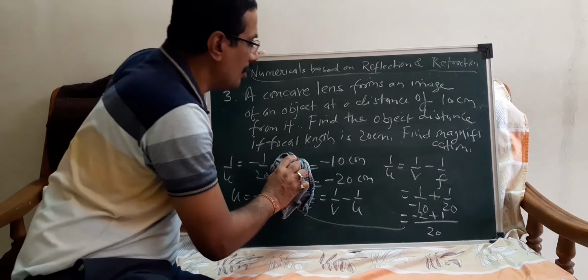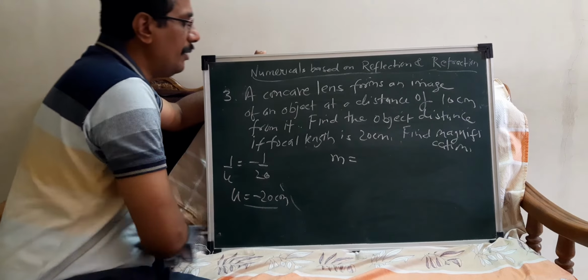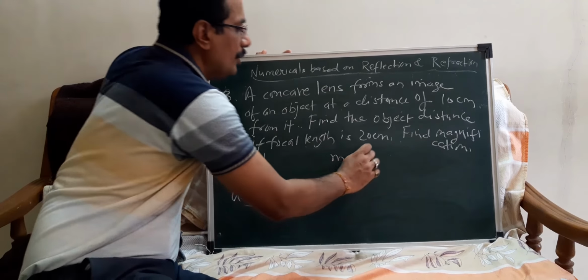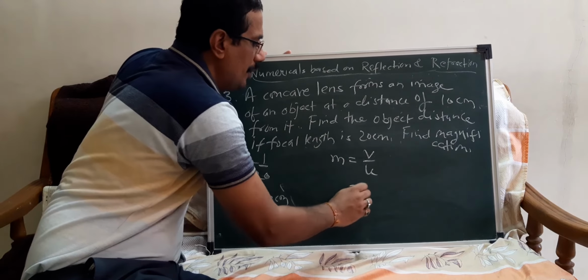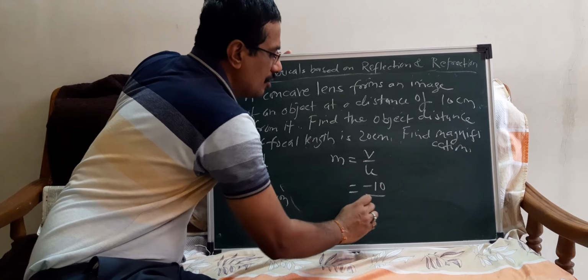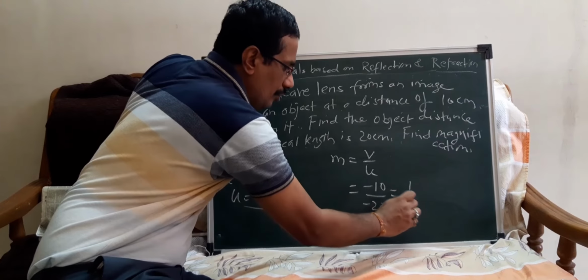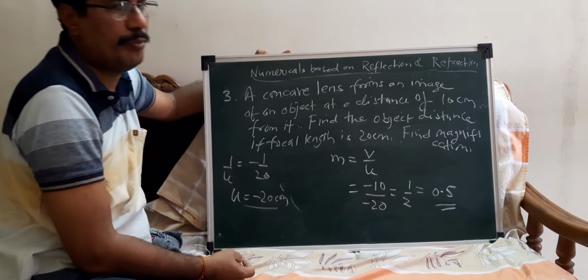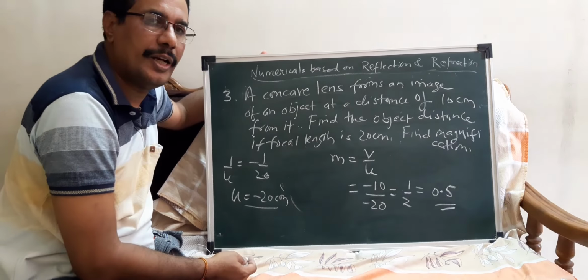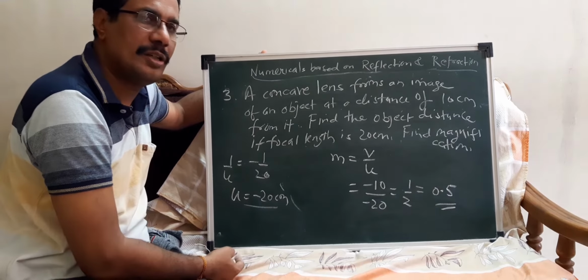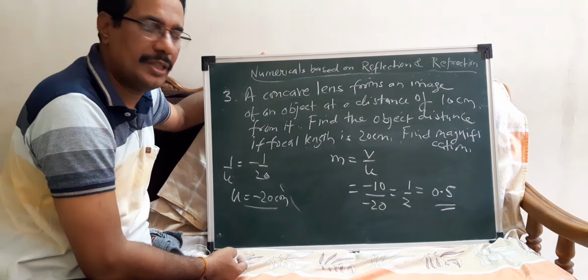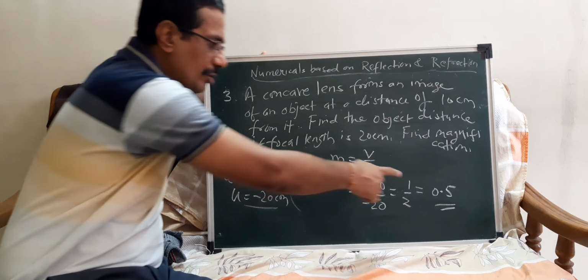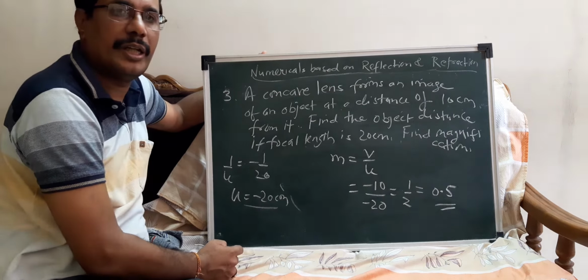The second part is the magnification. v is -10, u is -20. You can find the magnification using the formula, in a lens, m equal to v upon u. So v is -10, u is -20. When you solve it, 1 upon 2, that is 0.5. So magnification is 0.5, which is less than 1, so the image is smaller. The image in a concave lens is always virtual, erect and smaller.